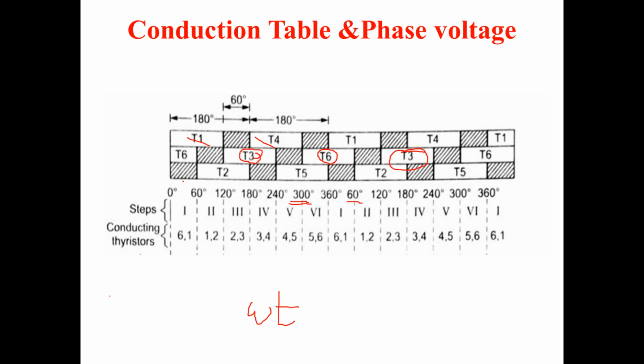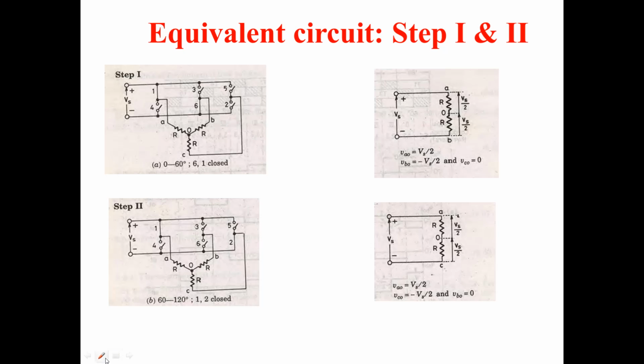In the third row, in each step two thyristors will conduct, one from the upper and one from the lower. Three thyristors conduct in each 180 degrees. This shows the conducting thyristors for steps 1 to 6, repeated at 60, 120, 180, 240, 300, 360 degrees. So this is your conduction table, and here is an equivalent circuit for each step.